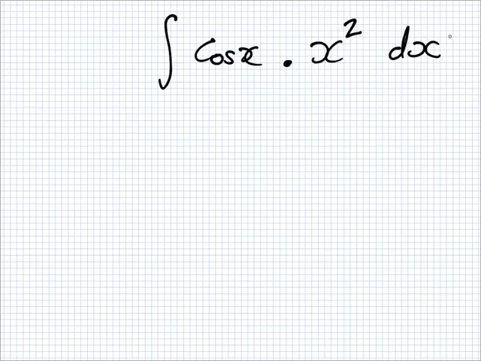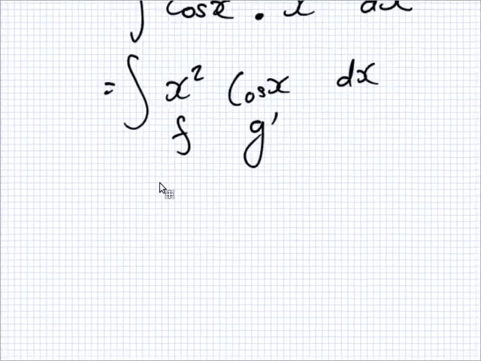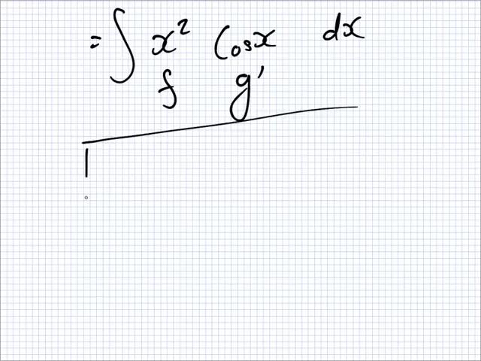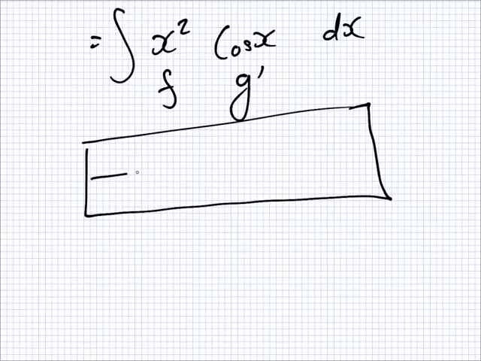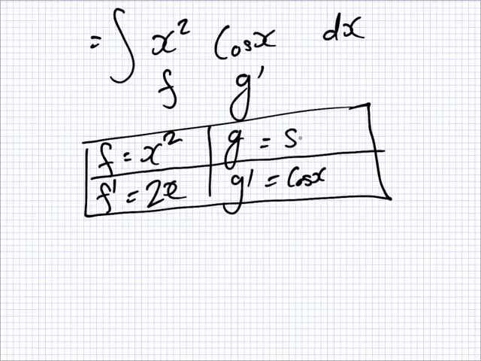Let's have a look. So the first thing I need to do is swap them, because the A is before the T. L-I-A-T. This is f and this is g derivative. So I draw my table. f derivative, g derivative. f is x squared, f derivative is 2x, g derivative is cos x, so g is sin x.